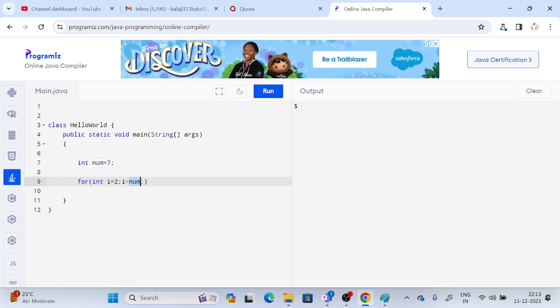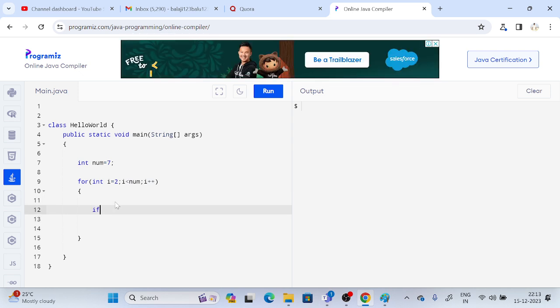I can write in this way, or I can say i lesser than or equal to number minus 1. Both are same. So 7 should not get included. 7 should not get executed. So I can write in this way, or I can write in this way. Either way I can write i plus plus. Right? So here I am using if condition. If number percentage i double equal to 0.